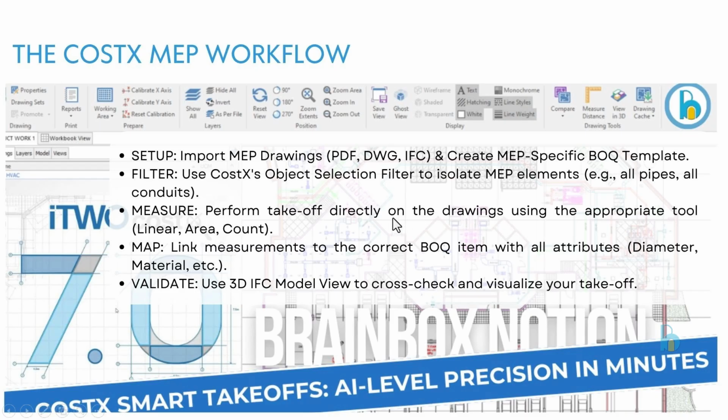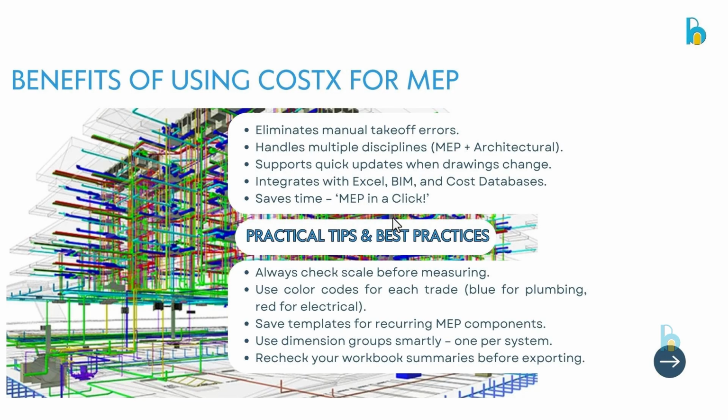This is mostly when you have a 3D model. If you have your 3D model, you can easily cross-check what you measured in 2D with your 3D to make sure that nothing is skipped out. So we have the benefit of using CostX for MEP. One, it eliminates manual takeoff errors. It handles multiple disciplines like MEP, architectural, structural, and so on, even civil engineering and many more. It supports quick updates when drawings change. It also integrates with Excel, BIM, and cost databases, and it also saves time, which is MEP in a click.